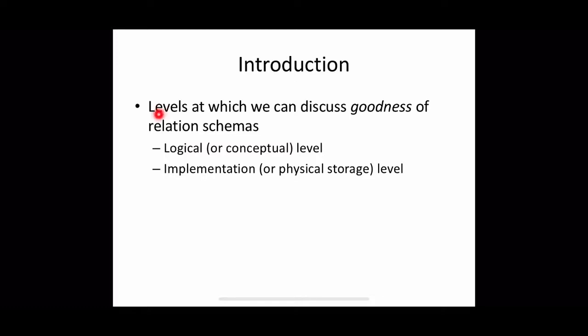There are two different levels at which we can discuss the goodness of relation schemas, either at the logical level or at the implementation level. The logical level is about how users interpret the relation schemas and the meaning of their attributes, right? Having good relation schemas at this level enables users to understand clearly the meaning of the data in the relation, so they are able to formulate their queries correctly, right?